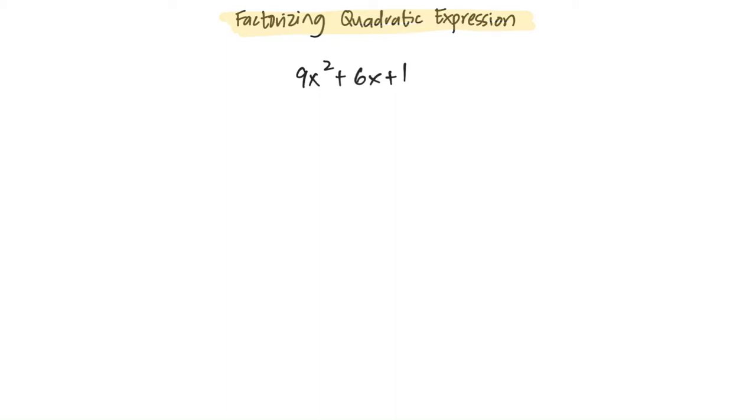Factorizing quadratic expression. In this video, I'm going to choose a more challenging question. Here we can see 9x squared plus 6x plus 1. First step, we break this down. First term here, 9x squared, 9 comes from 1 multiplied by 9, or also 3 by 3. Do we have any other pairs? No, right?